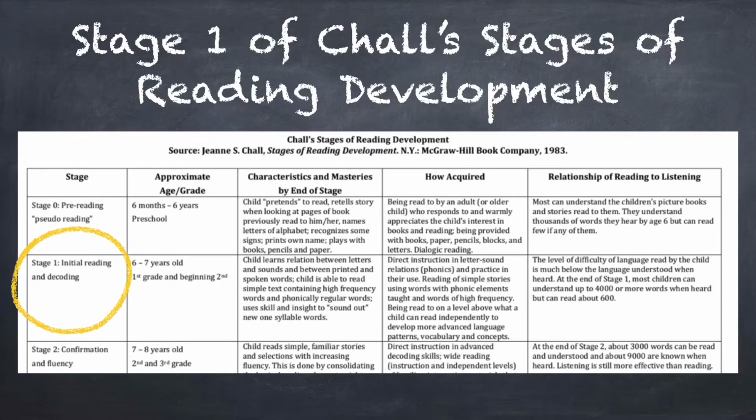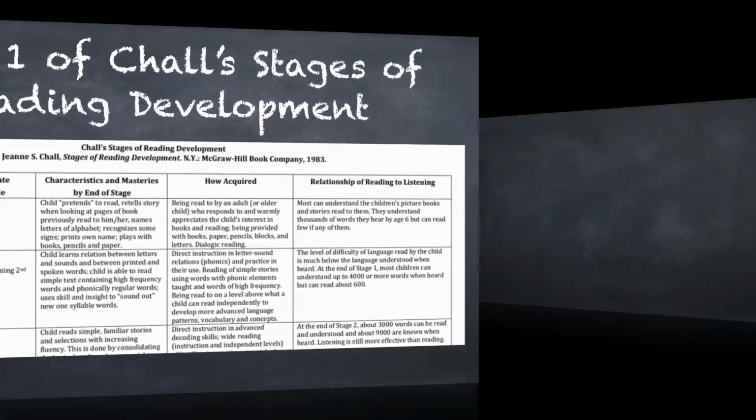Students will acquire these skills through direct instruction in letter-sound relationship, otherwise known as phonics. And by the end of stage 1, most children will understand up to 4,000 or more words when heard, but can read about 600 of them.